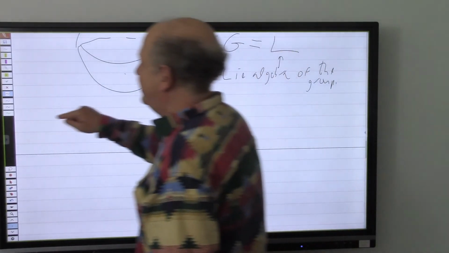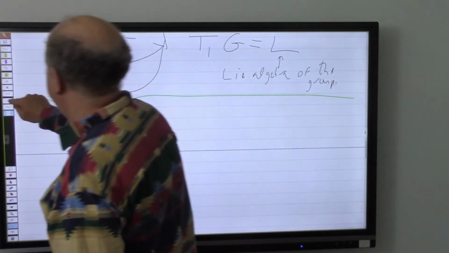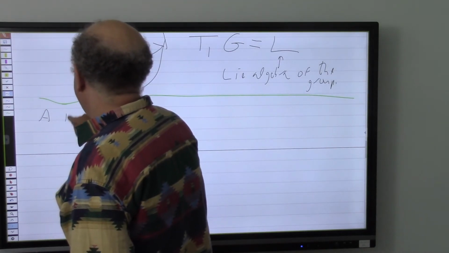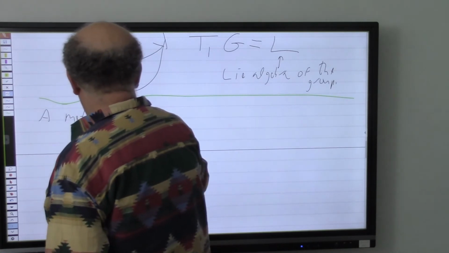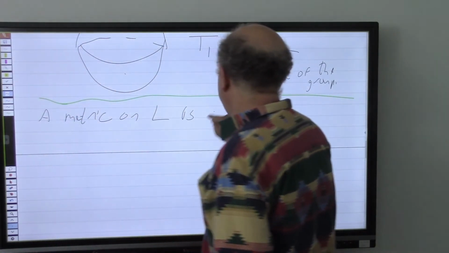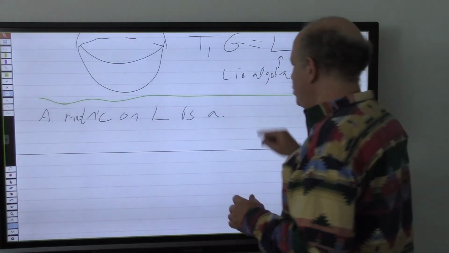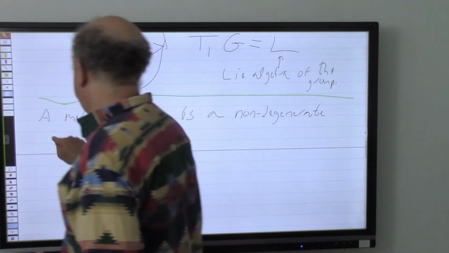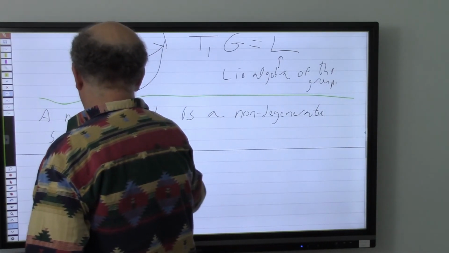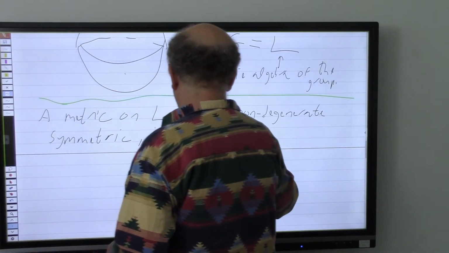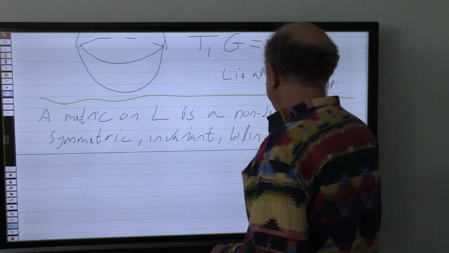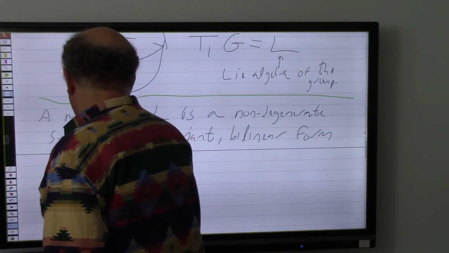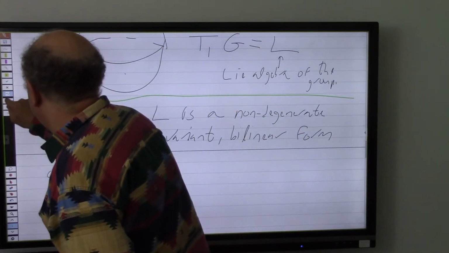So let me go on to the next definition. A metric on a Lie algebra, a metrized Lie algebra, or a metric on L, is a non-degenerate symmetric invariant bilinear form on L. So let me explain what all of these words mean.